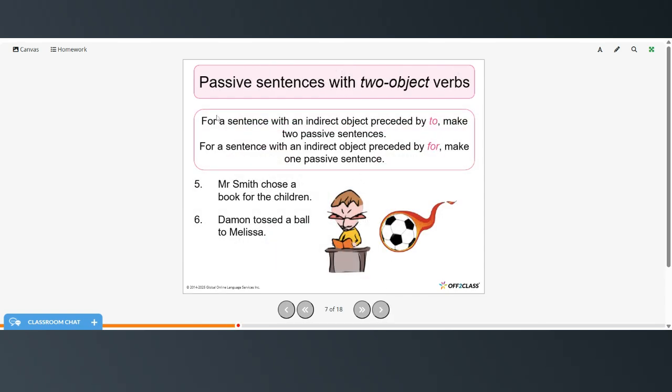So for each sentence with an indirect object preceded by to, make two passive sentences, and if the indirect object is preceded by for, make one passive sentence. Again, you can pause the video, try these on your own, and then restart when you're ready to check your answers.